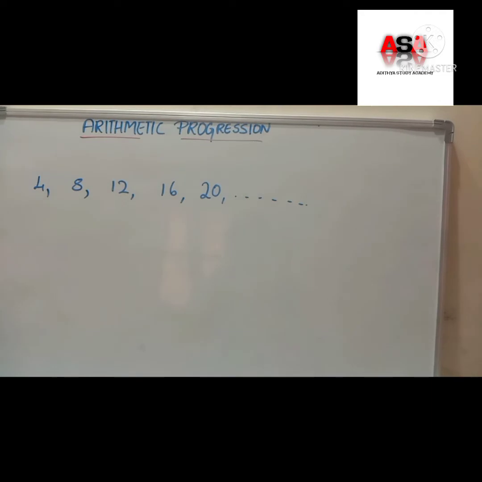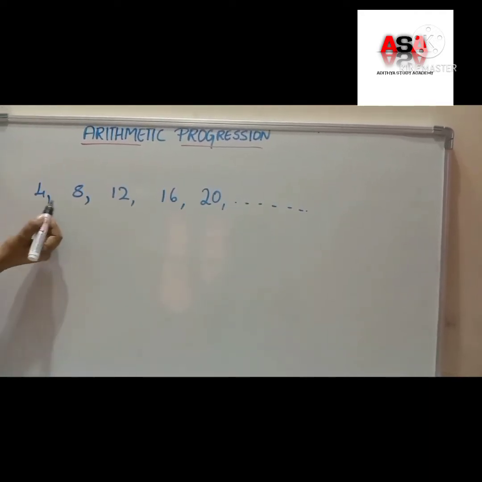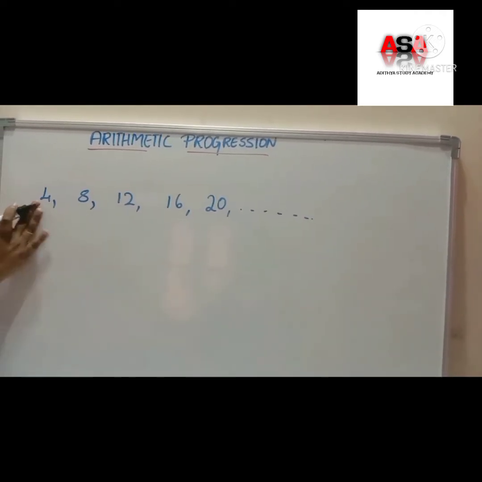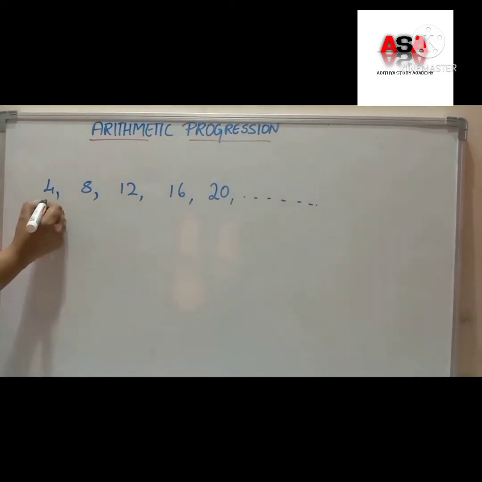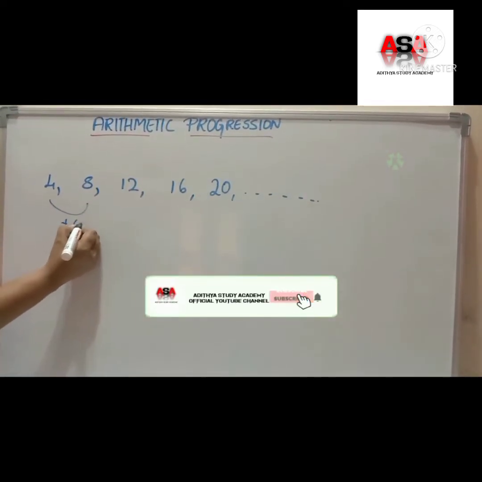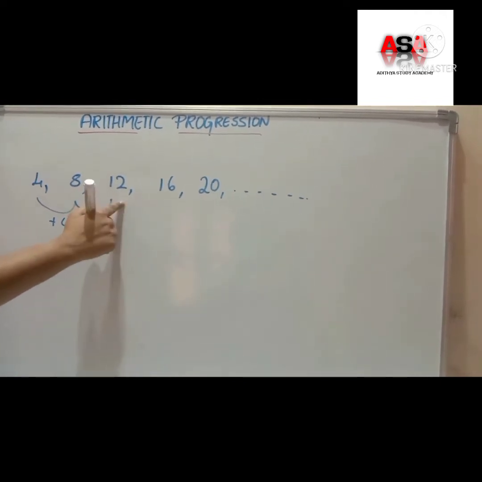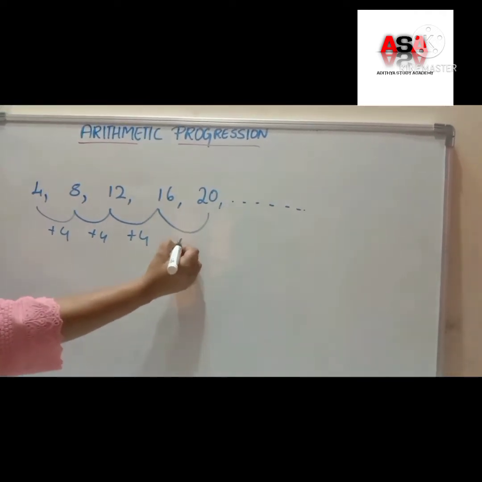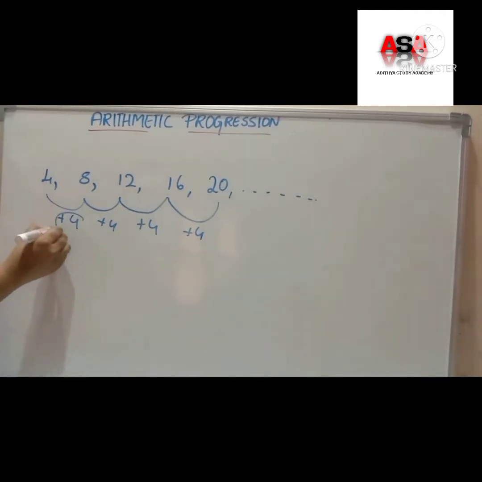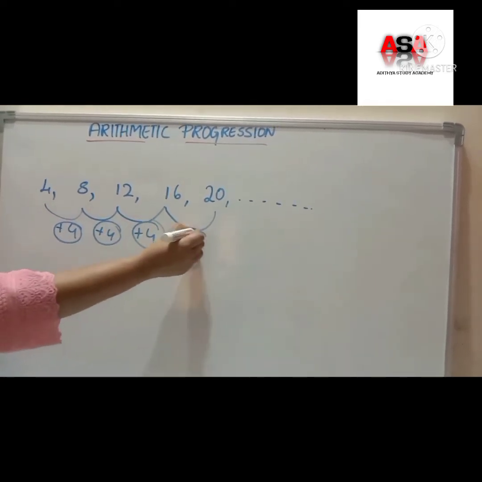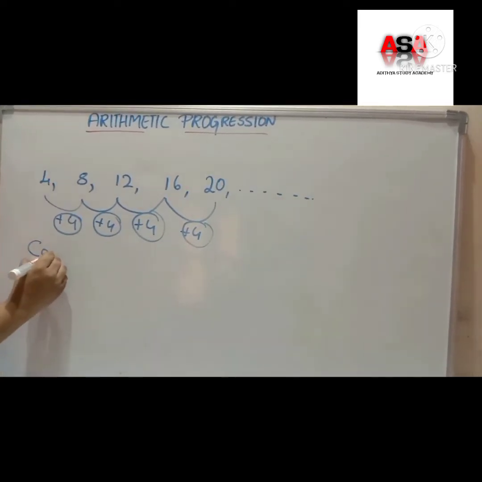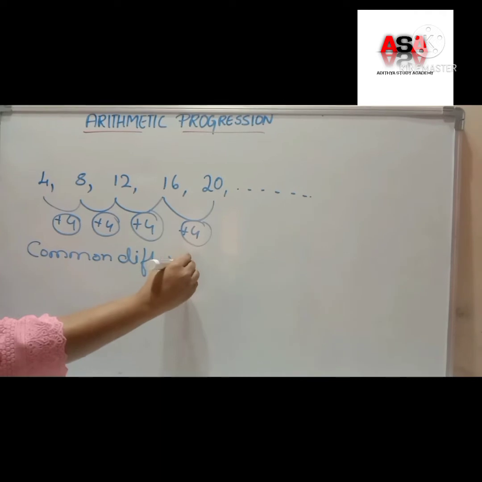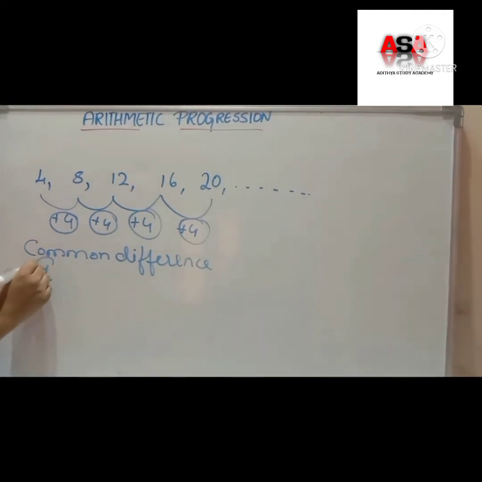Now here I have taken one more example, a list of numbers: 4, 8, 12, 16 and 20 and so on. Here I have taken multiples of 4. So to 4, if I add 4, I get 8. To 8, if I add 4, I get 12. To 12, if I add 4, I get 16, and to 16, if I add 4, I get 20. Means the fixed number which I am adding is called the common difference, which is represented by D.